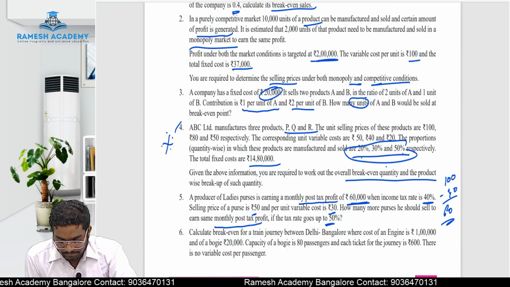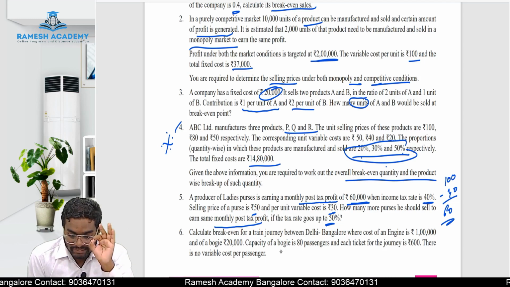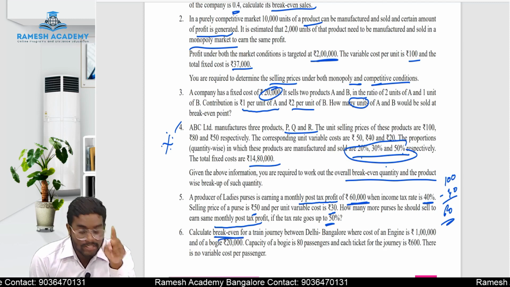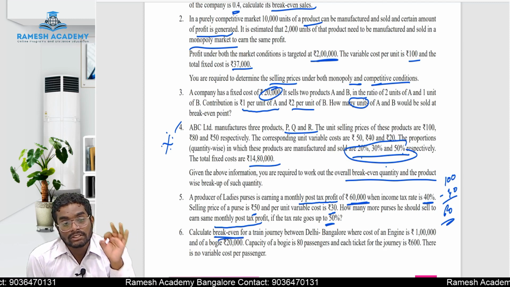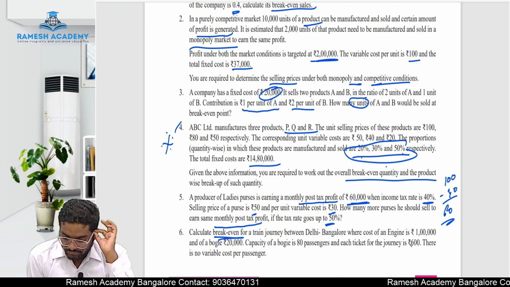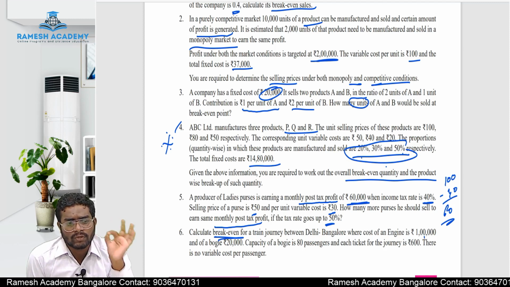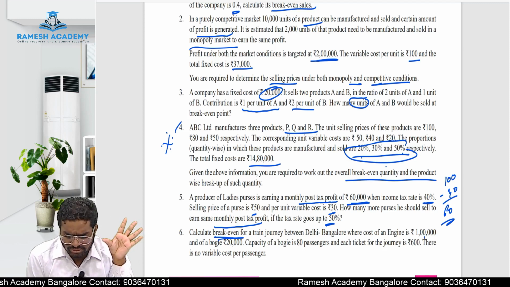Next is very simple. See, calculate the break even. What is the formula for break even? Fixed cost by PV ratio, where the cost of the engine is 1 lakh and bogie is 20,000. My total fixed cost is 1 lakh plus 20,000, which is 1,20,000.